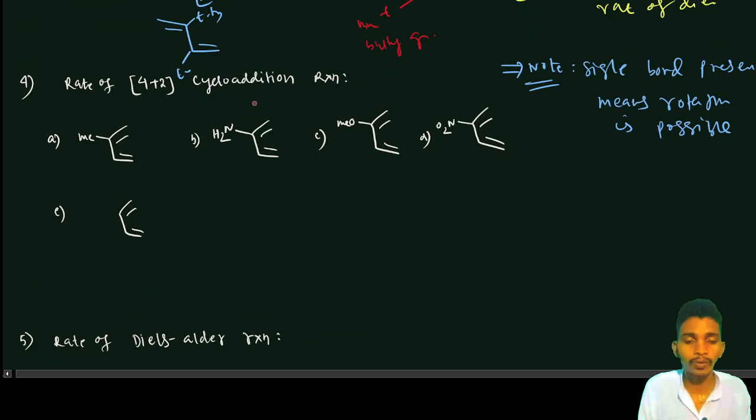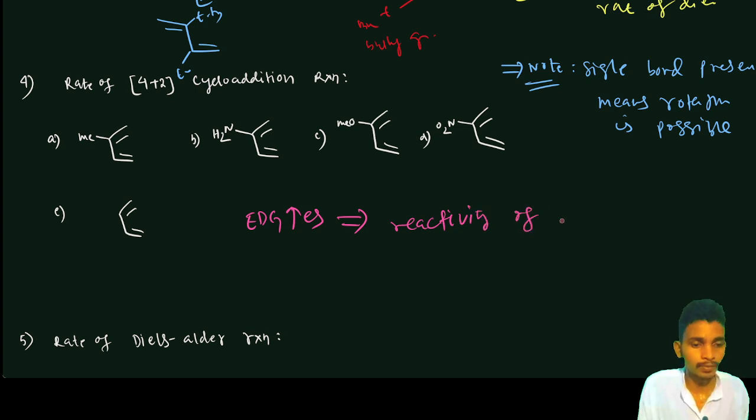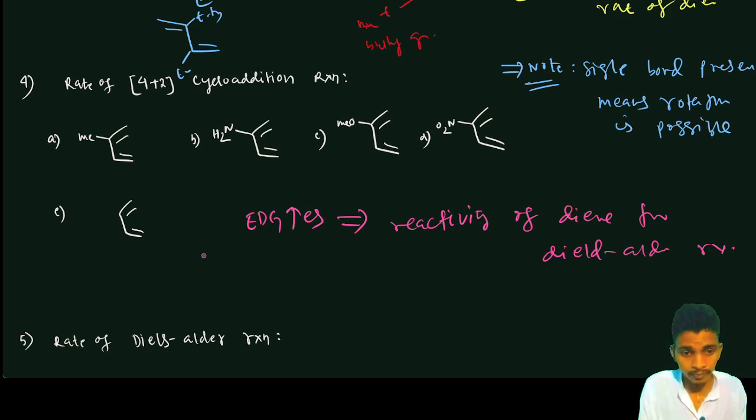So the rate of the 4+2 cycloaddition reactions. If you check the rate of Diels Alder reactions, the first factor is the S-cisoidal and S-transoidal conformation we look at. The next factor is the electron donating groups or electron withdrawing groups. So electron donating groups increase the reactivity of the diene in Diels Alder reactions. Okay, so this is that here. This is that here. So this will do that. So that rate will be that.